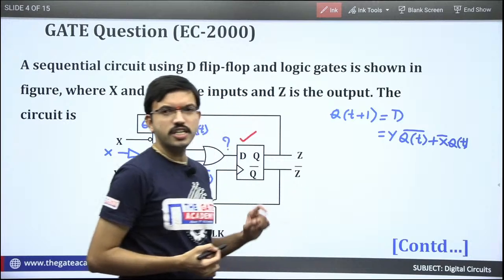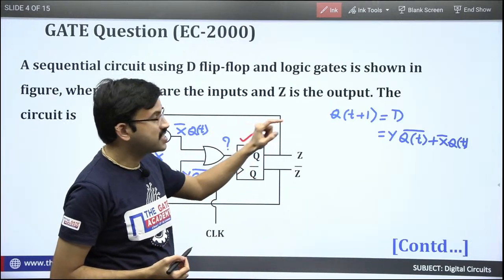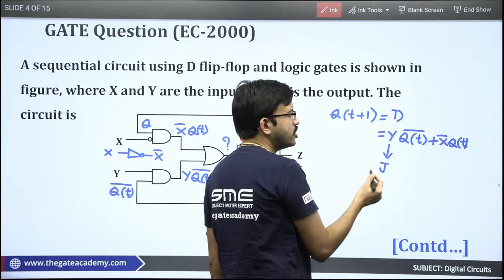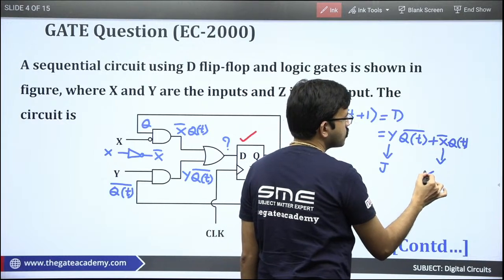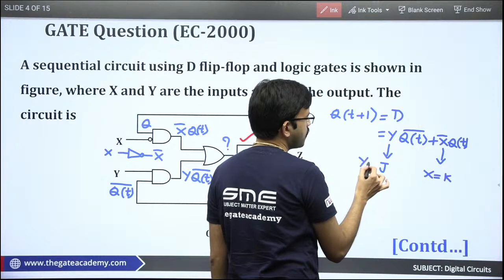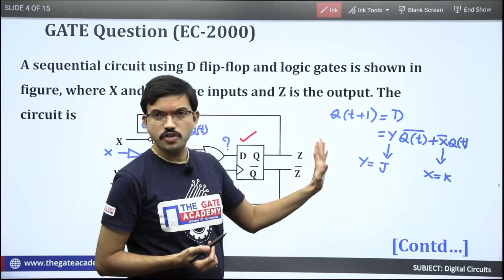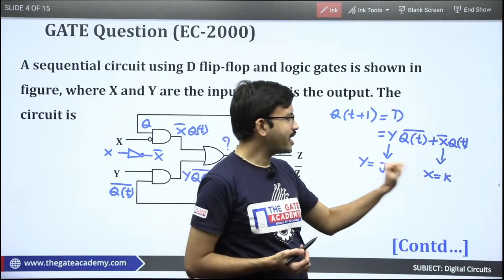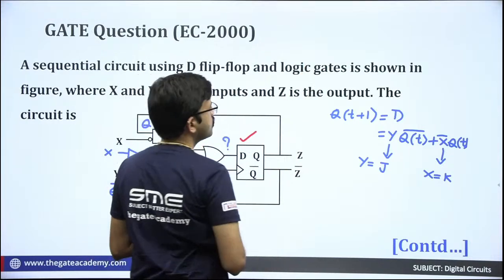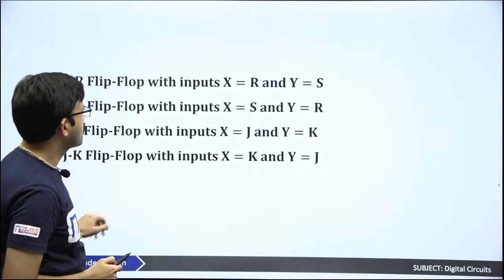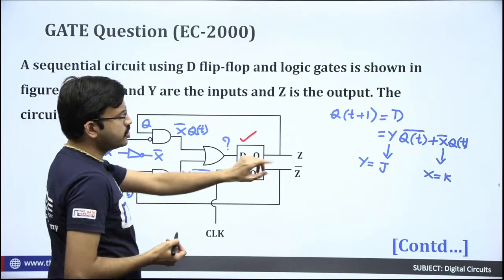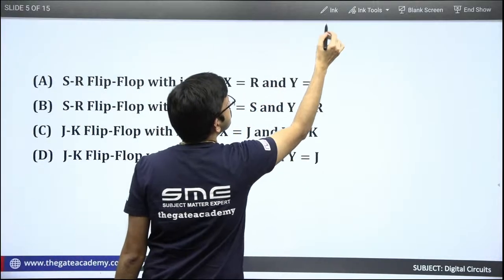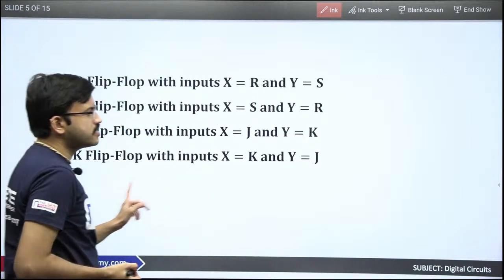Now if you compare this equation with our standard equation of the JK flip flop, Q of t plus 1 equal to J Q bar plus K bar Q, then here X equal to K, Y equal to J. When you compare both the equations, Y equal to J, X equal to K. If you look at the given four choices, Y equal to J, X equal to K, so option D is the correct one.